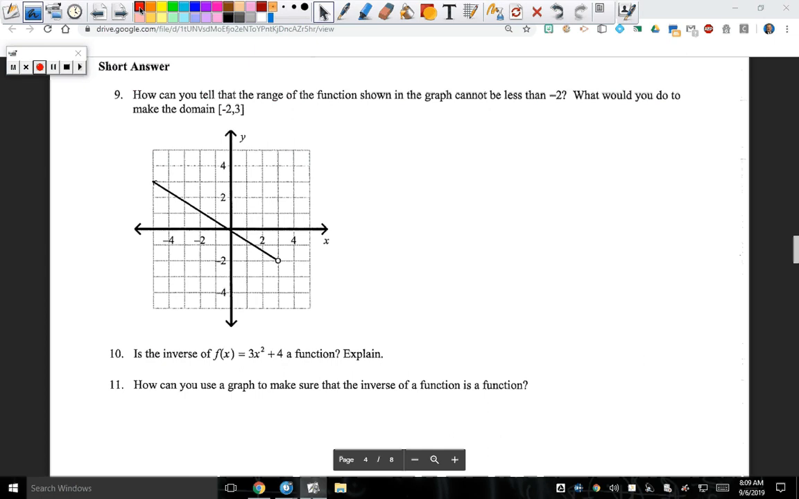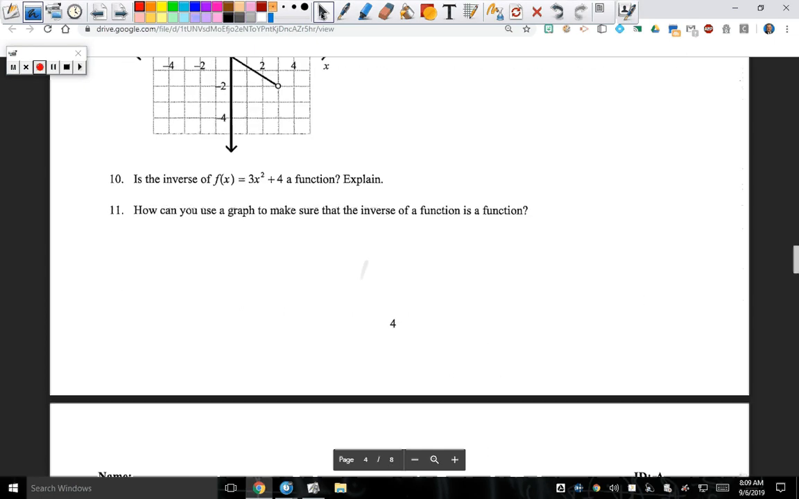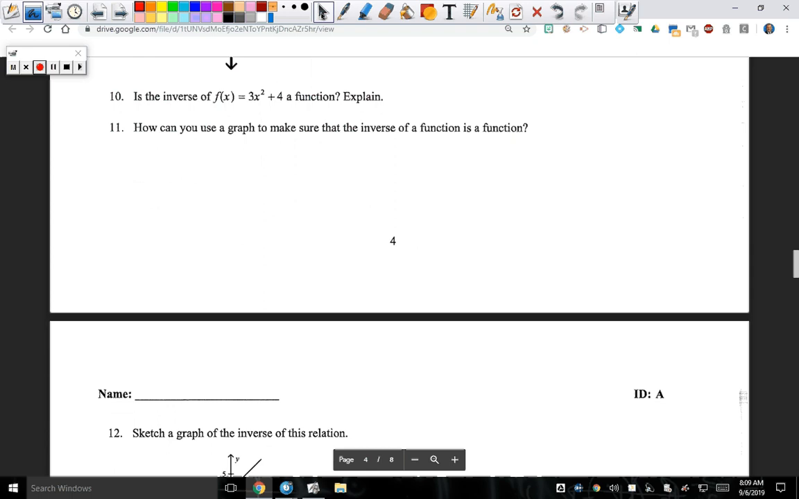Alright, so now our last problem in this video is number 10. Okay, and then we'll go with the other ones in just a bit. So, is the inverse of f of x a function? So we want to know, what is this function?